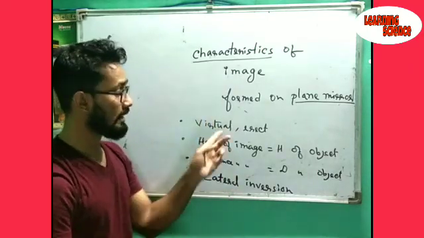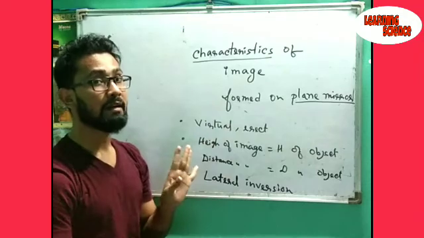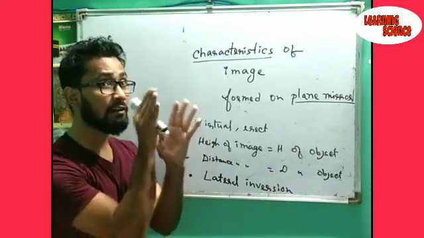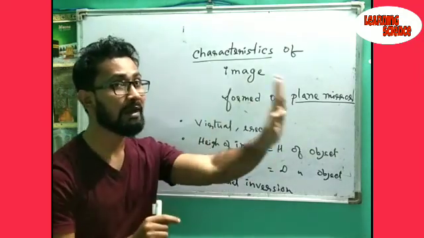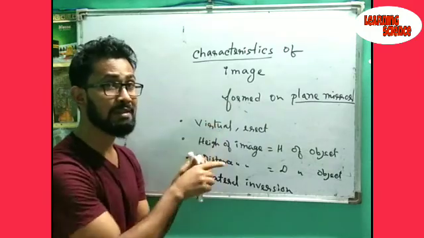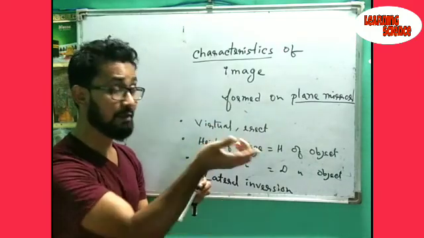So the first characteristic is what? The image is virtual and erect. Virtual means the light rays are not actually meeting behind the mirror. The image is forming behind the mirror, and you cannot place that image on a screen. Clear? We have discussed this in part 1.